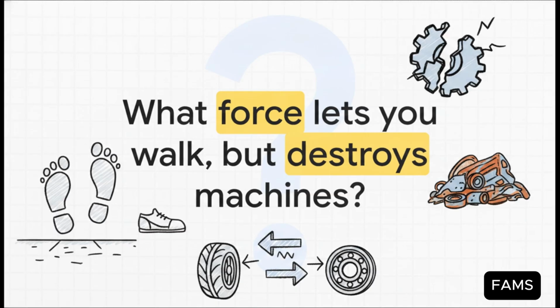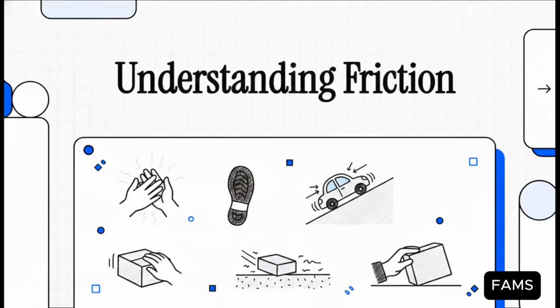I mean, what is this force that safely lets you walk down the street, but simultaneously, and kind of ironically, destroys heavy machinery over time? It's a pretty fascinating paradox, right? Well, welcome to this explainer. Today, we are uncovering the mechanics behind this invisible force, friction.